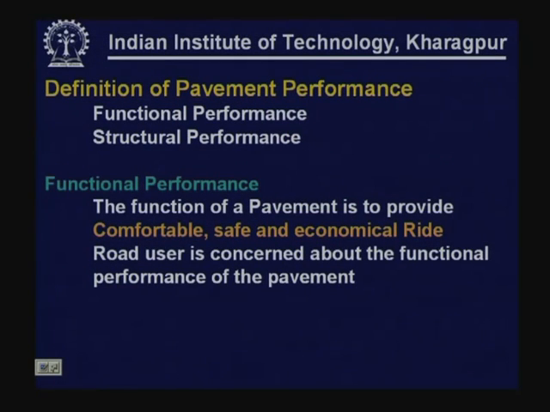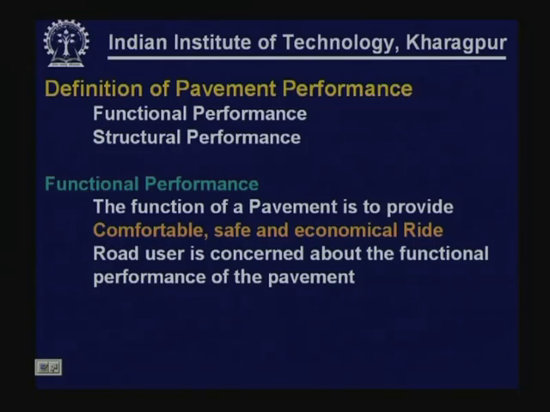We normally talk about two different types of pavement performance. The first type is functional performance, the second type is structural performance. Functional performance is taking into consideration the function of the pavement. What is the function of the pavement? The function of a pavement is to provide a comfortable, safe and economical ride to the road user. This is what the road user is concerned about. He is really not bothered about what material is used, what is the strength of the material, what thickness was used. As long as he is getting a comfortable ride, he is safe on the road and he is getting an economical ride, he is happy. So, from the road user's point of view, we have to take into account functional performance.